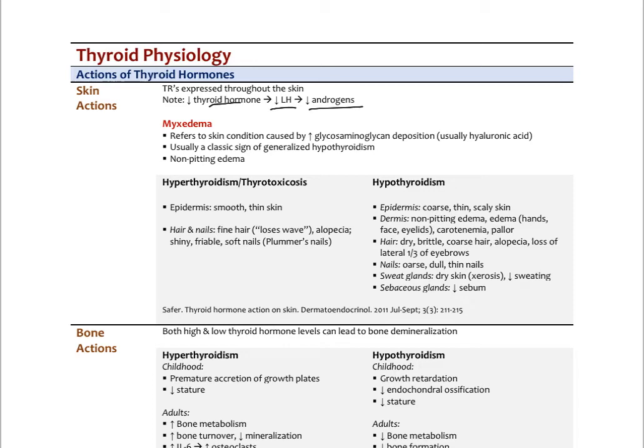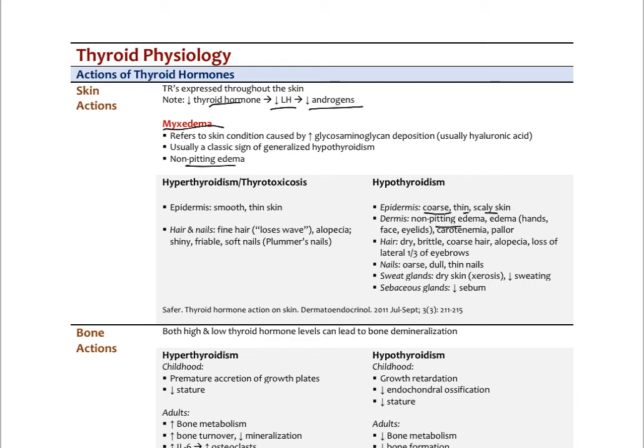But one of the classic findings we see with generalized hypothyroidism is myxedema. And that's a skin condition caused by increased glycosaminoglycan deposition. These are very water-hungry glycoproteins which will sop up water like a sponge, creating spongy edematous tissue. And this creates a non-pitting edema. So we see people's faces are often very puffy around the eyes or the neck. In hypothyroidism, that's myxedema. In the case of hypothyroidism, in the epidermis, the skin often becomes coarse and thin and scaly.